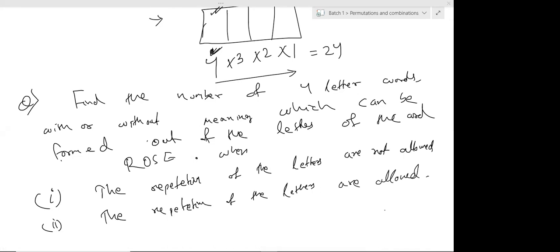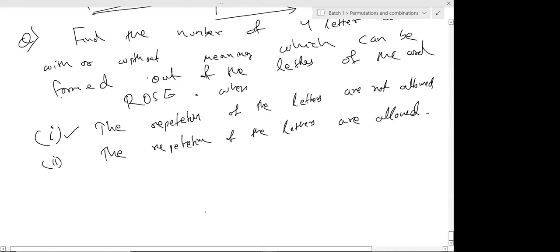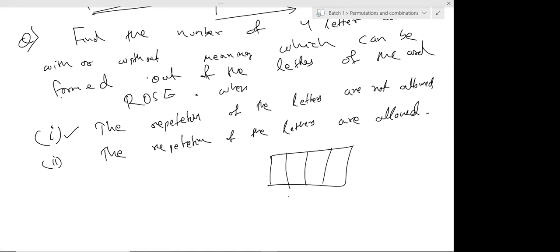All right, repetitions means you cannot form a word R, R, R, R, R like this. In the first part, repetitions are not allowed. In the second part, you can form a letter or word using one letter only. Please try to solve this using this box method. You have to draw 4 boxes. Try to solve this and give me your answers.